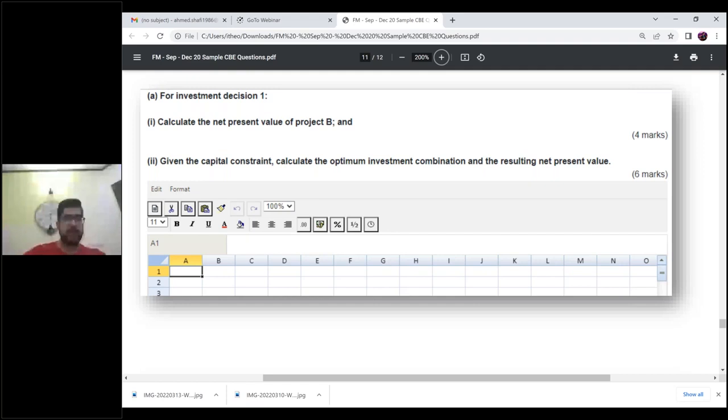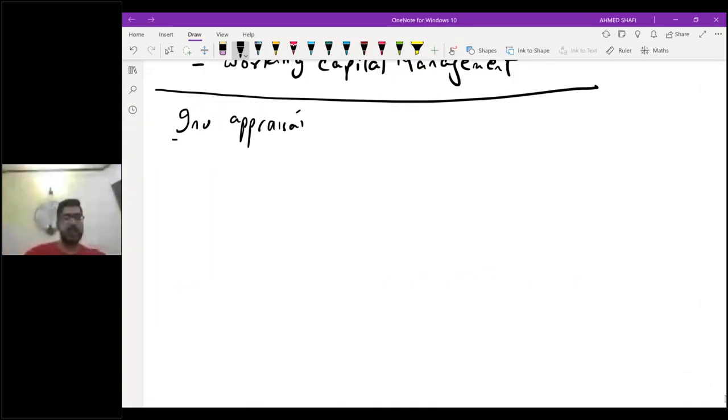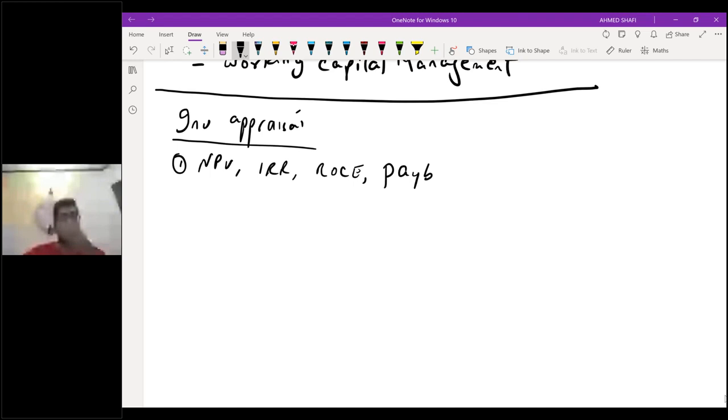When you're talking about the section of investment appraisal, it can ask you to calculate NPV, IRR, ROCE, return on capital employed, and payback. This is what your financial management course states. You can be asked to find NPV, IRR, ROCE, and payback.